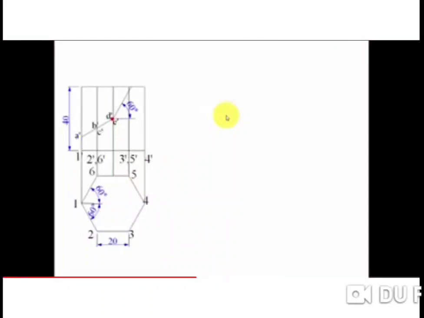Now, what will be the development? For the development of this hexagon, you just have to point one mark here. What will be the length? Required sheet length is the perimeter of the top. Perimeter means addition of all the sides. If this is 20, 1 to 2, 2 to 3, 3 to 4, 4 to 5, 5 to 6, and 6 to 1. These are the 6 side rectangles of the hexagon, and the height is equal to the height of the front view.